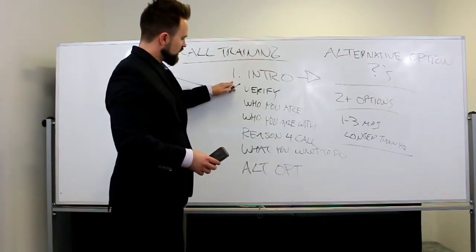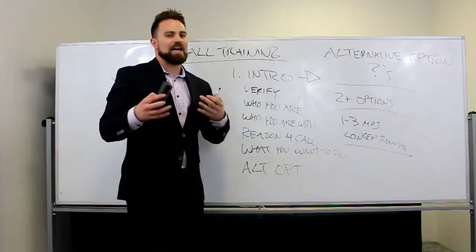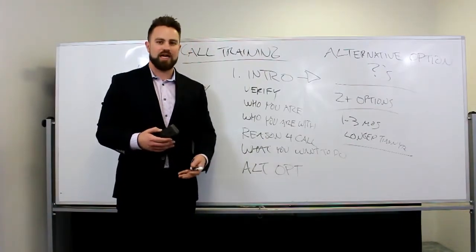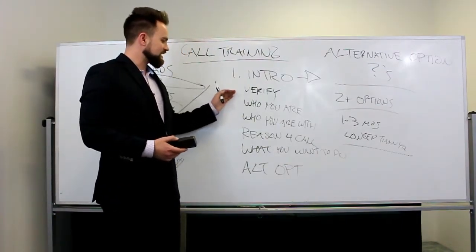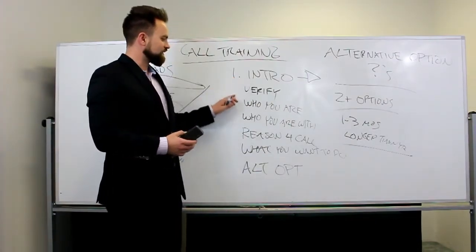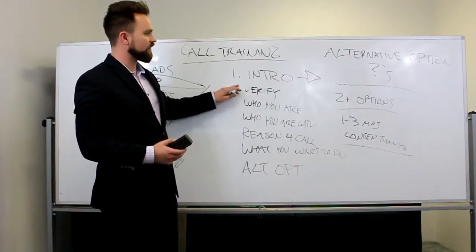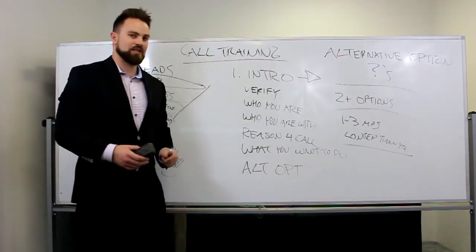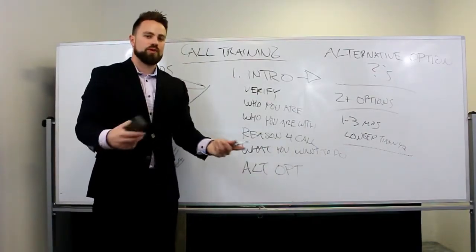Here's the deal, guys. You're all gonna have your own style when calling homeowners, buyers, etc. This is going to give you a template to base it off of. Why is this effective? Verifying the owner, number 1, who you are, who you're with, reason for call, what are you looking to do, an alternative option question. Let me explain what would happen if you don't do these things.